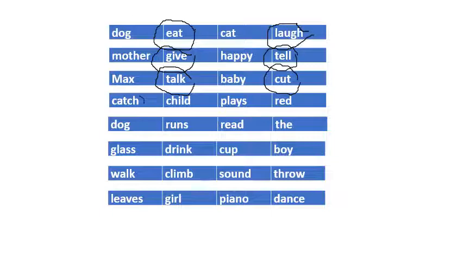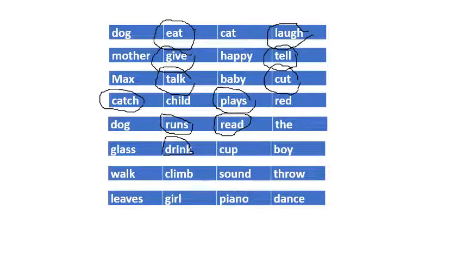Here, catch is an action. Child is a person. Place is a place. Catch is an action. Here, runs is an action. You read, right? You read. Read is an action. Glass, it's a thing. So, is it an action? No, it's a noun. Drink? Yes, it's an action. Cup? No, it's a noun. It's a thing. Boy? It's a noun. It's a person. It's not an action.